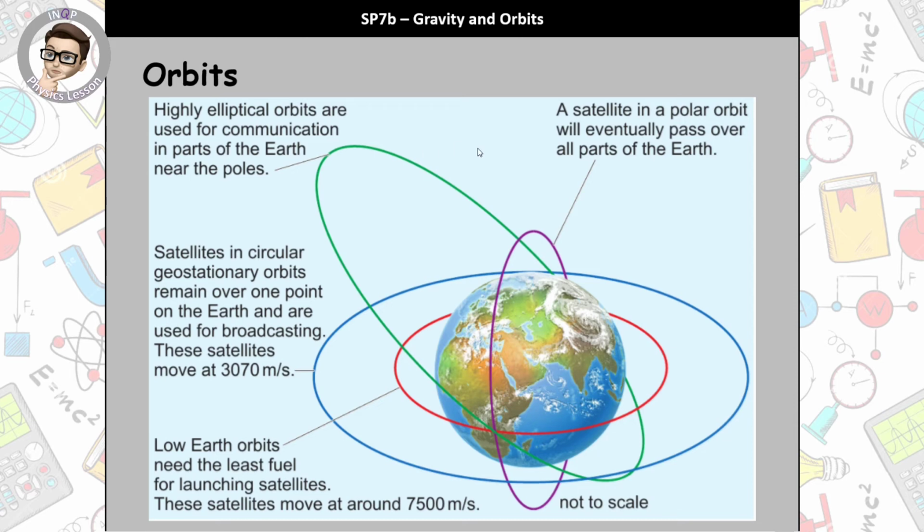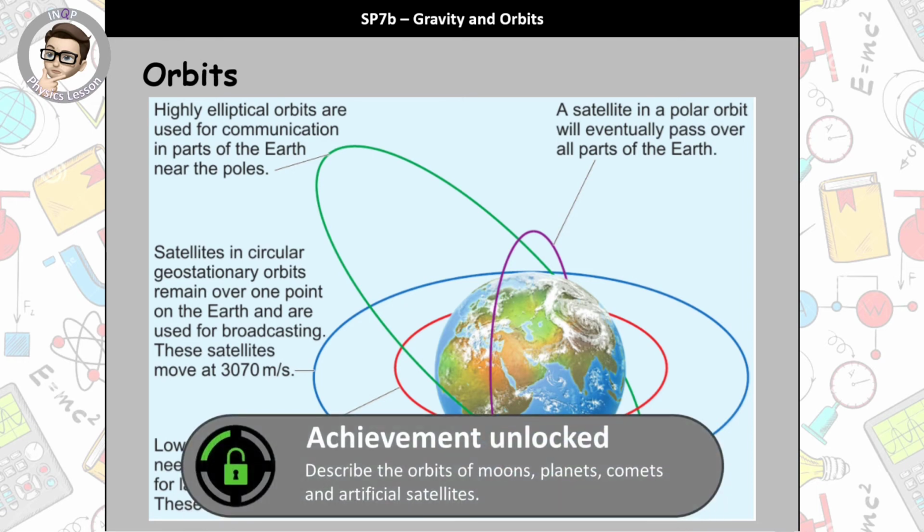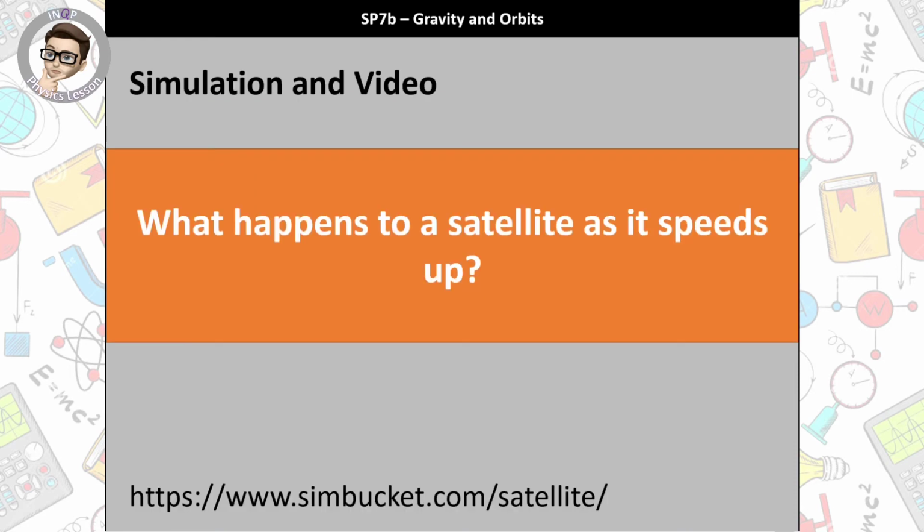Okay, so we've covered those orbits. Make sure you've got some information of that down. So we've described the orbits of moons, planets, comets, and artificial satellites now. Okay, so what about if we want to change orbits? And this is where we're going to look at a little simulation.